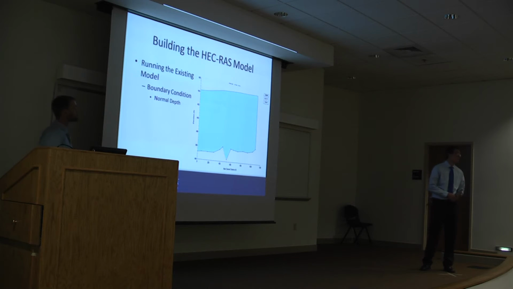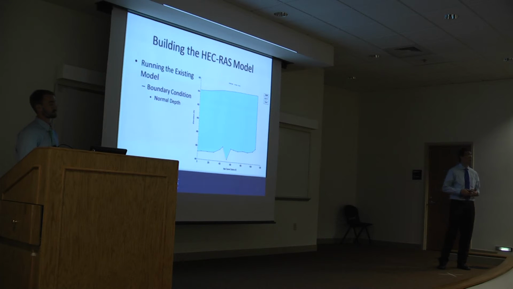So after the existing conditions have been modeled, we need to make an assumption on a boundary condition. We use normal depth, where the water is typically going to be at during the 100-year discharge. And for that, we have to assume that the energy grade line is approximately equal to the slope of our channel. And here is the water surface elevation, which is on the y-axis, and the reach length is on the x-axis.